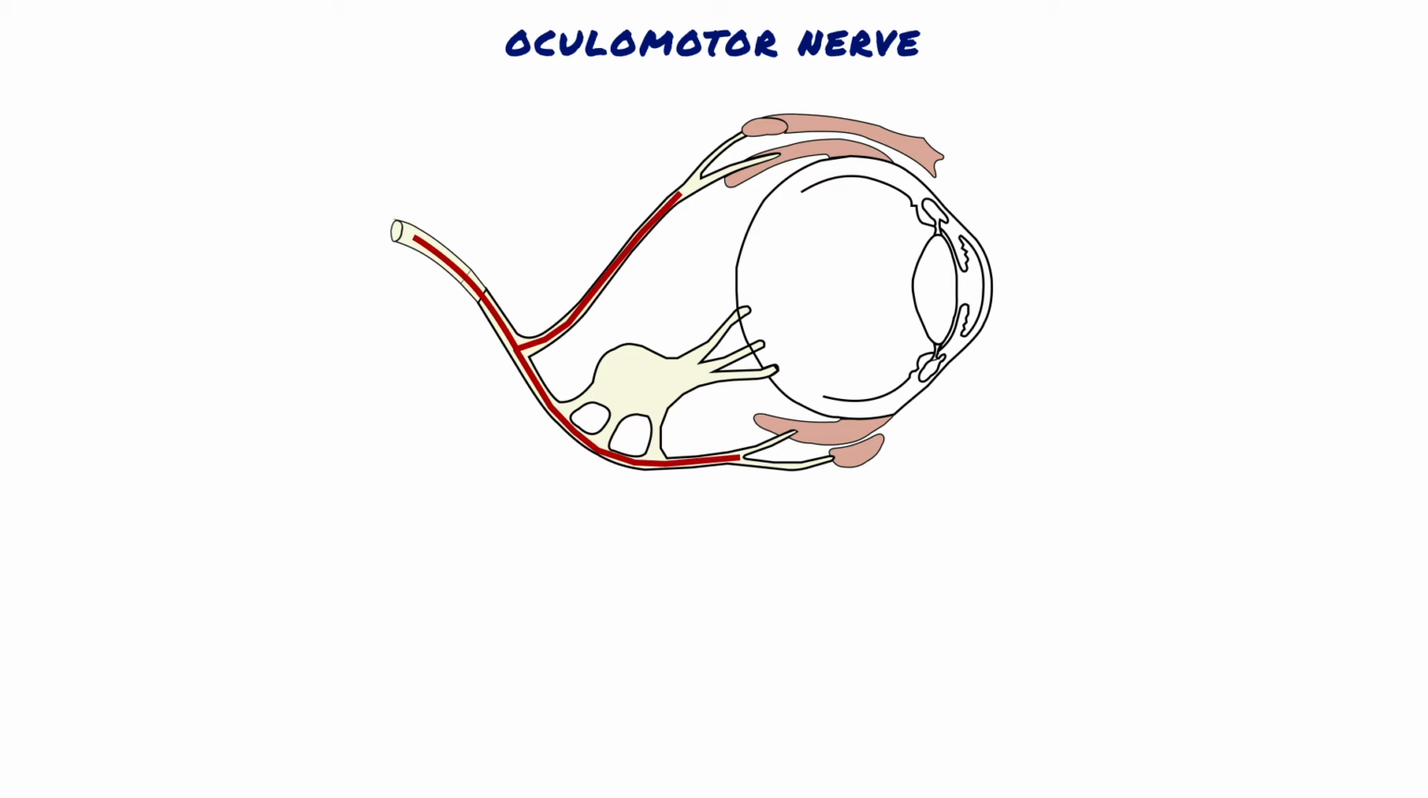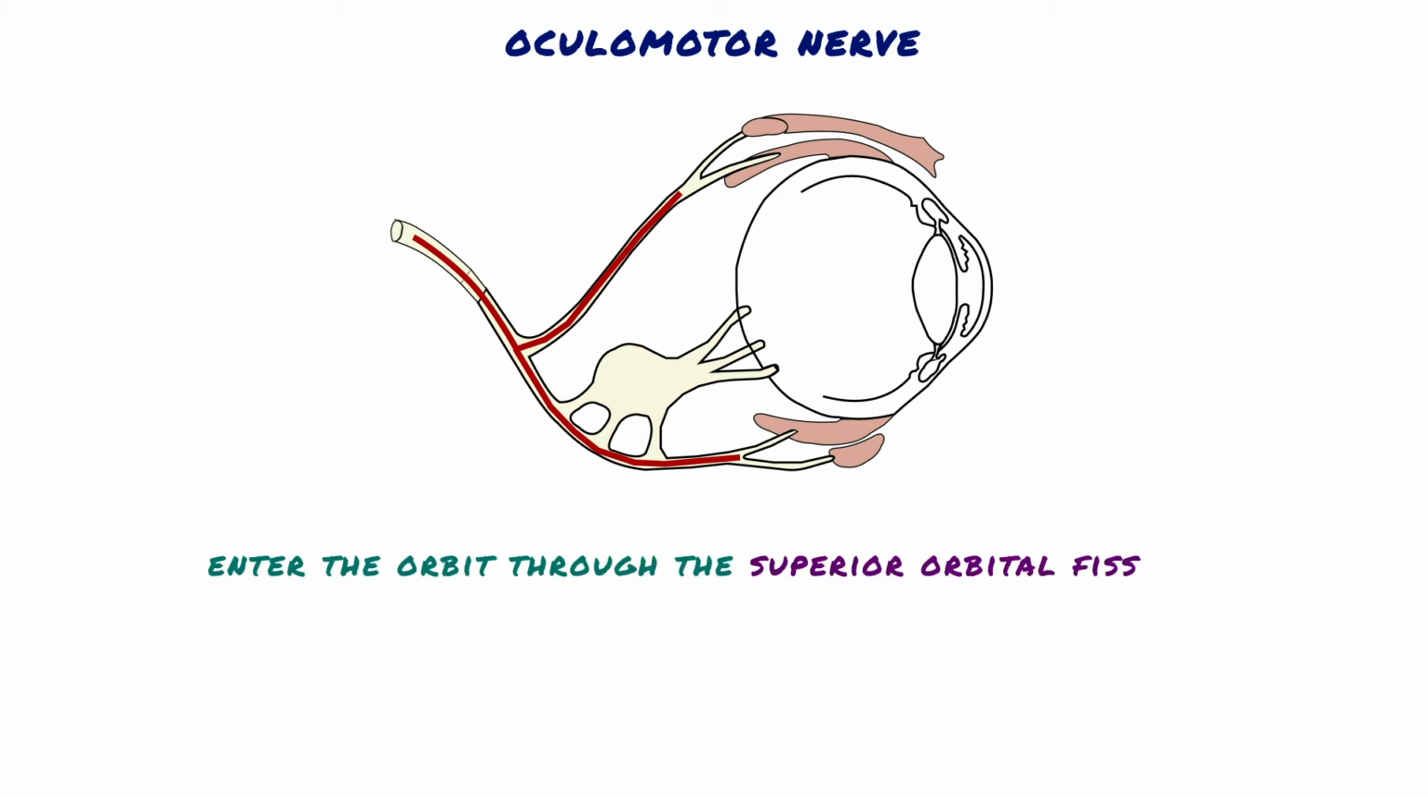Upon exiting the cavernous sinus, the oculomotor nerve branches run below the anterior clinoid process of the sphenoid bone to enter the orbit through the superior orbital fissure. Both branches will pass into the orbit within the boundaries of the common tendinous ring, a fibrous ring of tissue that surrounds the optic canal and part of the superior orbital fissure, in the posterior aspect of the orbit.